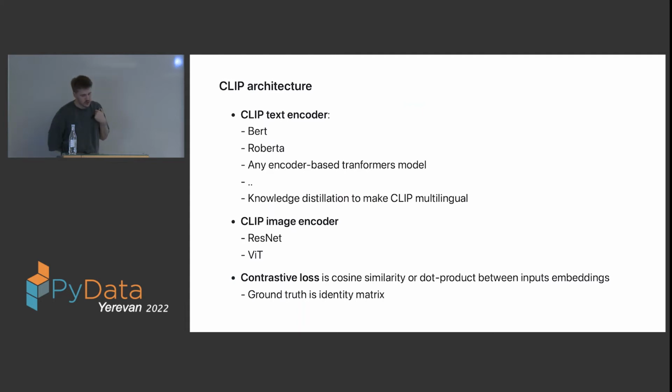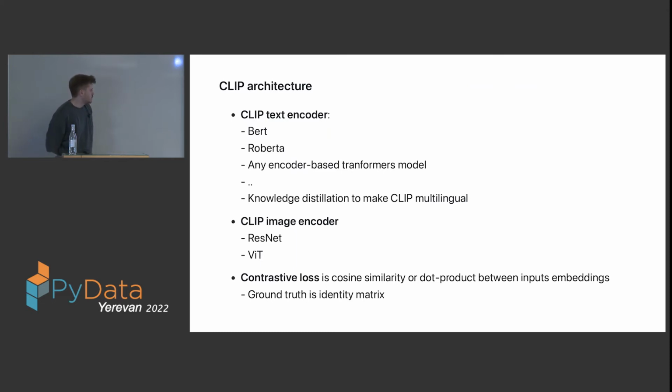Yeah, the CLIP architecture. The encoder part for the text is the encoder part of the transformer. So it's a BERT-like model, but not necessarily BERT. You can use whatever LM you want. So yeah, it's just the transformer-based encoder part. And you also can use knowledge distillation to make it multilingual. So already you have the universal vector space for multilingual text and images. So you can search through it.